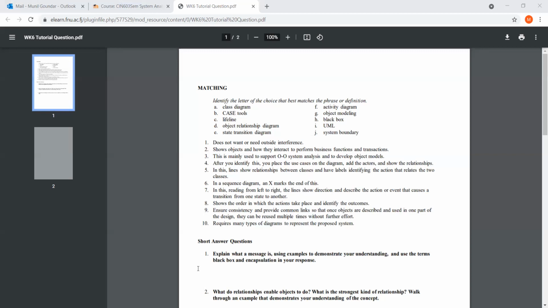Number 7, state transition diagram, which is E. Number 8, activity diagram, which is F. Number 9 is case tools, B. Number 10 is object modeling, that's G.